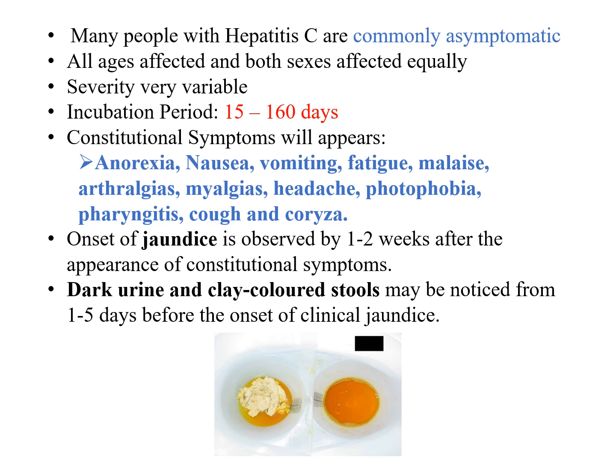Constitutional symptoms will appear: anorexia, nausea, vomiting, fatigue, malaise, myalgias, headache, photophobia, pharyngitis, cough, and coryza. Onset of jaundice is observed 1 to 2 weeks after the appearance of constitutional symptoms. Dark urine and clay-colored stools may be noticed from 1 to 5 days before the onset of clinical jaundice. The diagram below shows dark urine and the clay-colored stool.